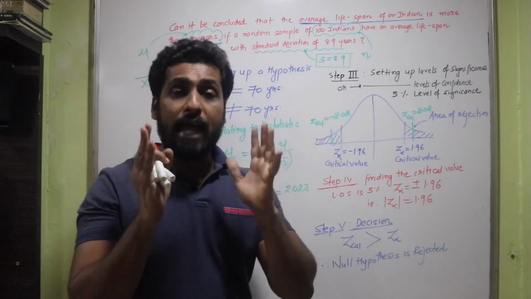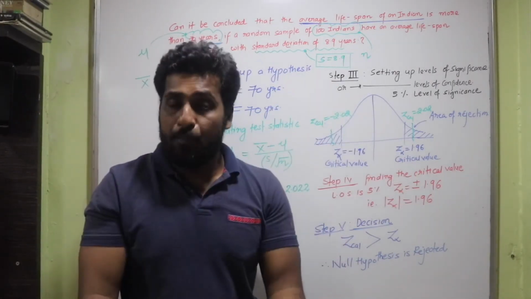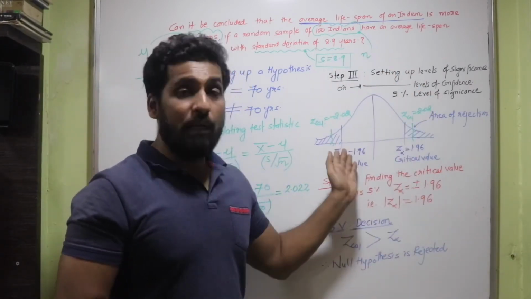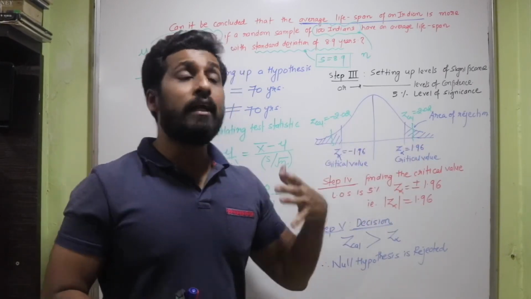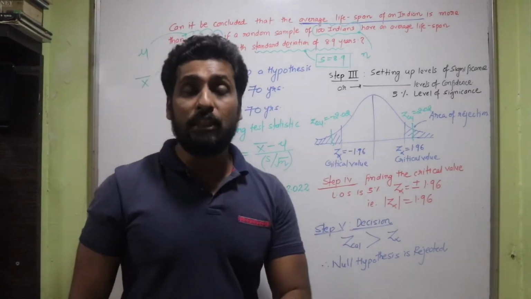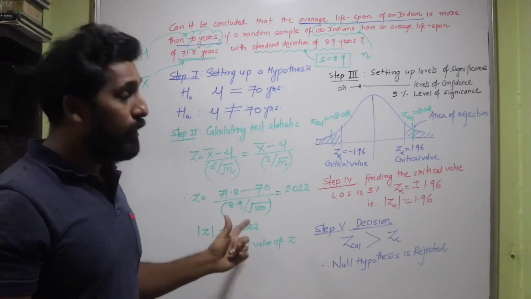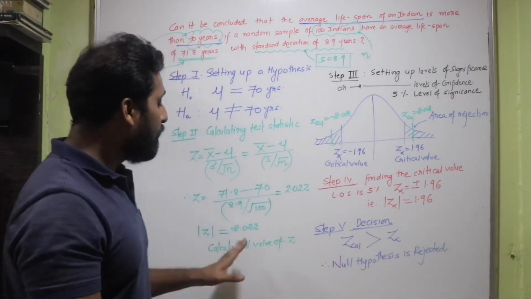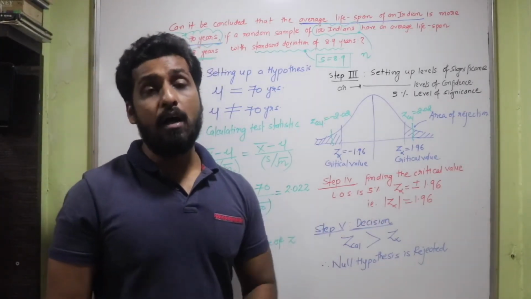If your calculated Z lies within the confidence limit, you will accept the hypothesis. If it lies outside the confidence limit, that means if it lies in the area of rejection, then you will reject the hypothesis, and finally you take the decision. It's a simple concept, isn't it? If the calculated value is more than the critical value, reject the hypothesis, and if the calculated value is less than the critical value, you will accept the hypothesis.